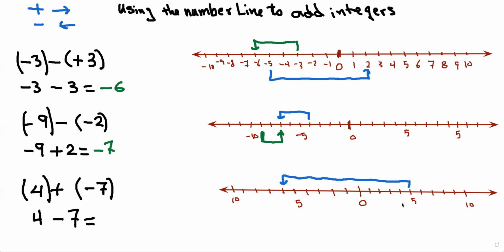With this one, you start at 4. And then you're minusing, so you go left 1, 2, 3, 4, 5, 6, 7. That takes you right there, which is -3. That's your answer right there.